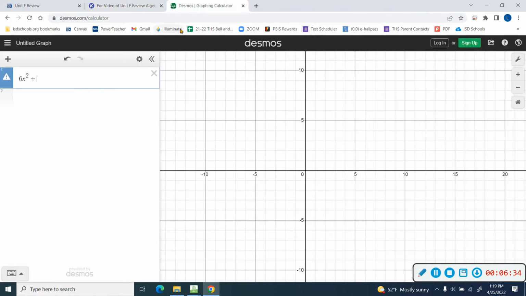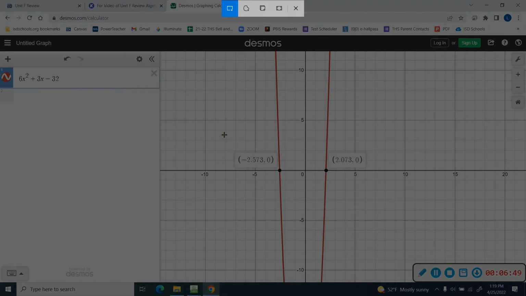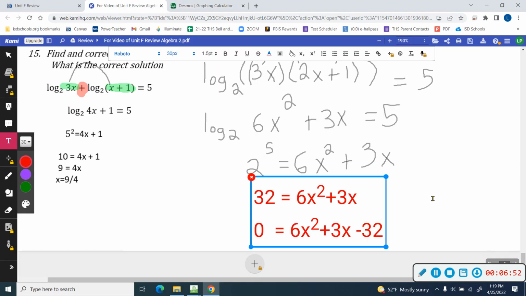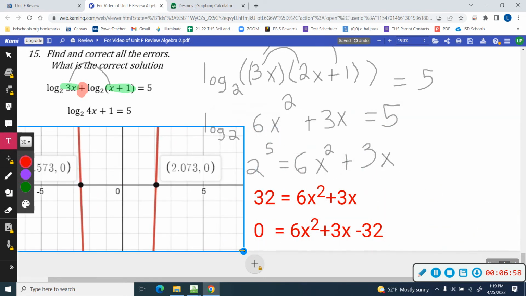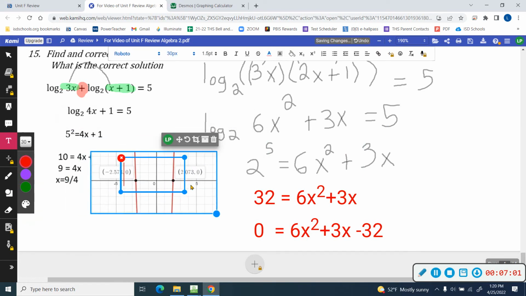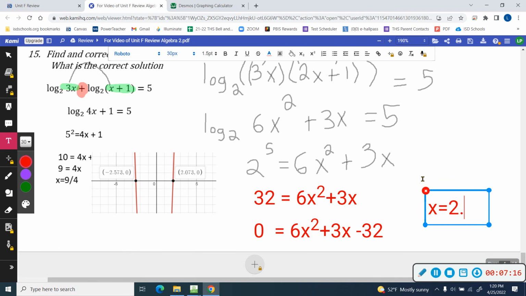Six x squared plus 3x minus 32. Yeah, I don't think that does factor. So the answers would be negative 2.573 and 2.073. So those are my two solutions. However, you can't have a negative number here. And if I take 3 times negative 2.573, I get a negative. So we would just go with the 2.073. So x equals 2.073.